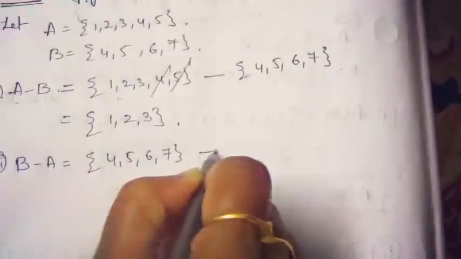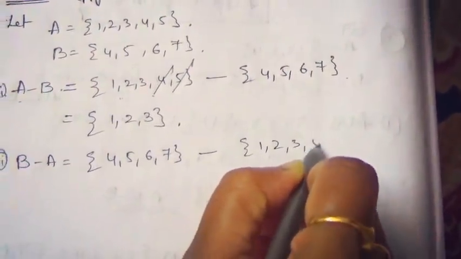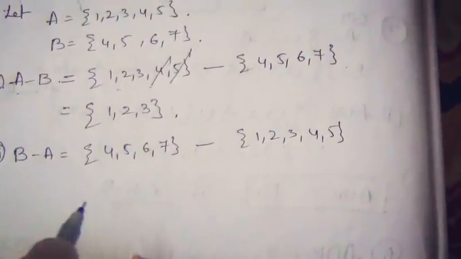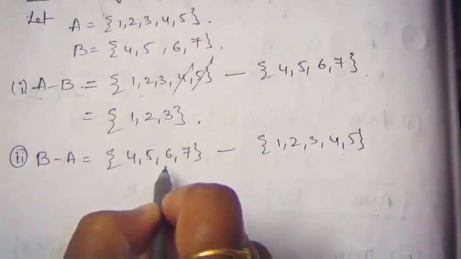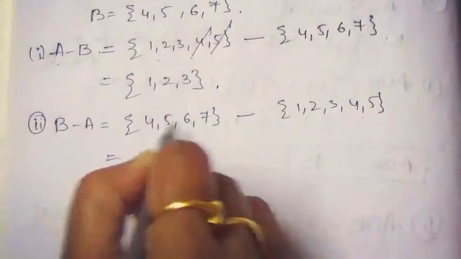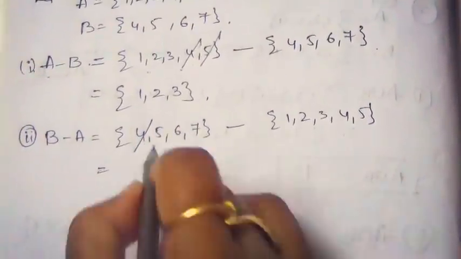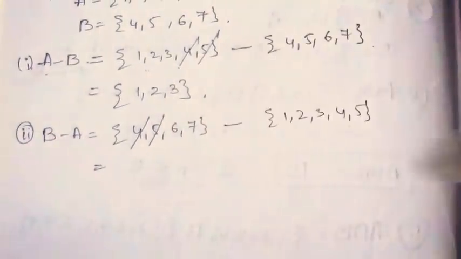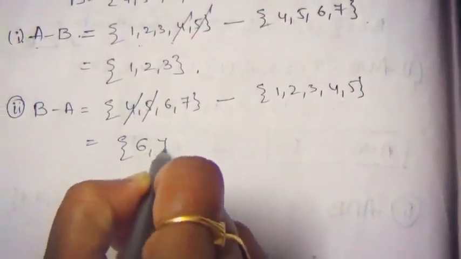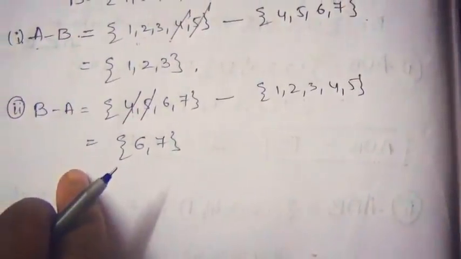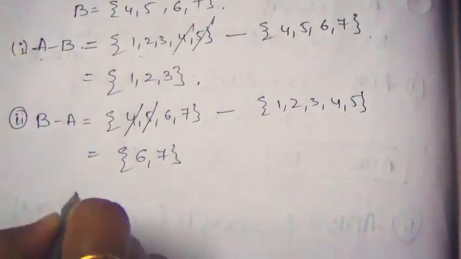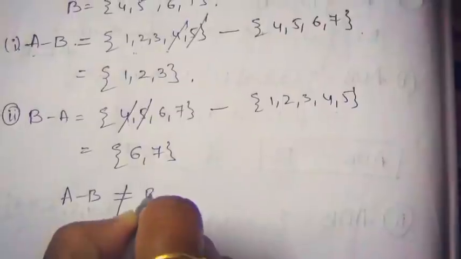So 4, 5, 6, 7 minus 1, 2, 3, 4, 5. This time we just strike out the numbers from B. So we choose the numbers which belong to A. 4 is there in A, so you strike it out. 5 is there, strike out. You just leave this A. Only write the remaining elements in B. So 6, 7. Are the two answers the same? No. So if there are different elements, A minus B is never equal to B minus A.